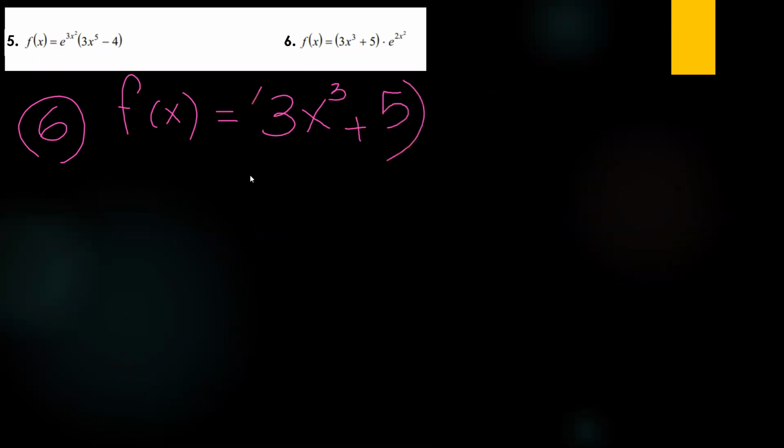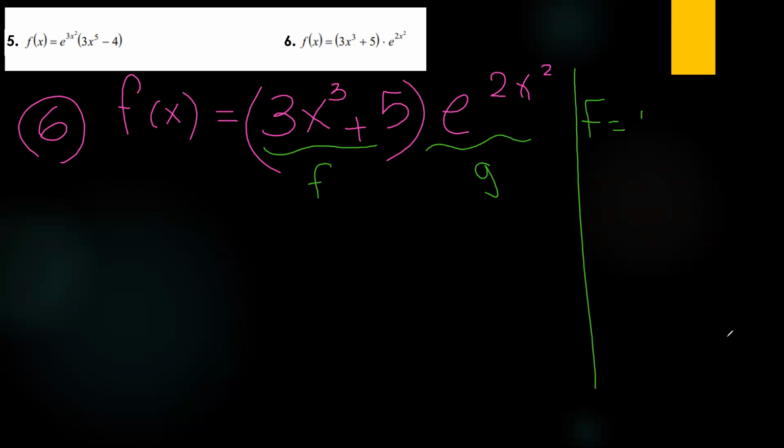Now, number 6. F of x is 3x cubic plus 5 times e to the power 2x squared. Now, as you see here, we have to find the derivation, and they are multiplied. So we have to use the power rule. What is the power rule? We have to assume where is f and where is g. So we assume that this is f. So if f is 3x cubic plus 5, so f prime will be 9x squared. Is it right?